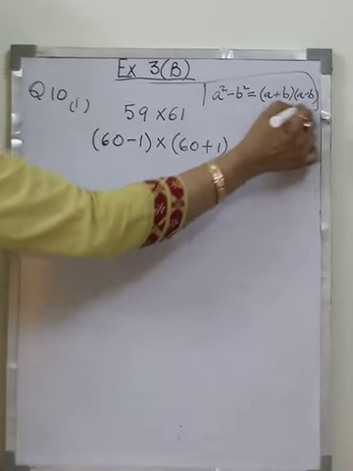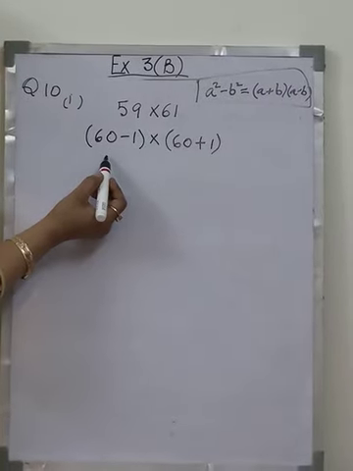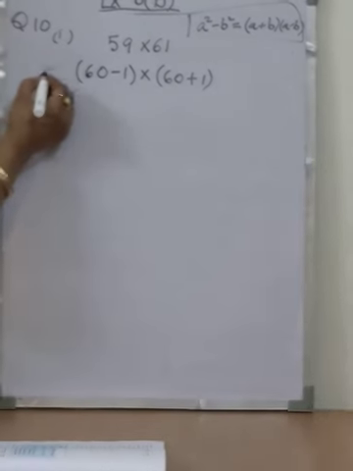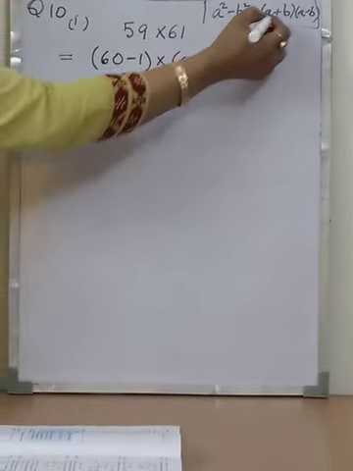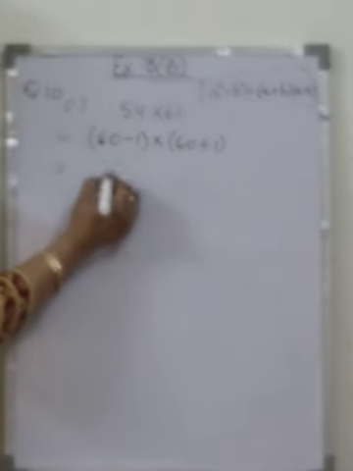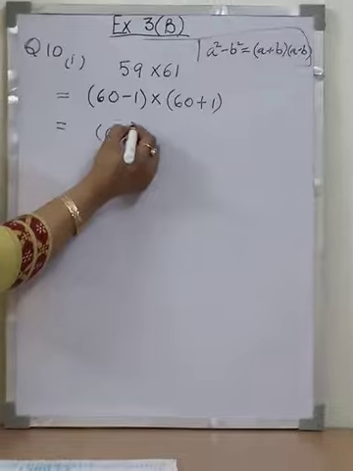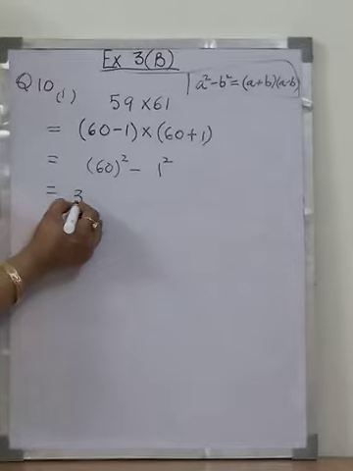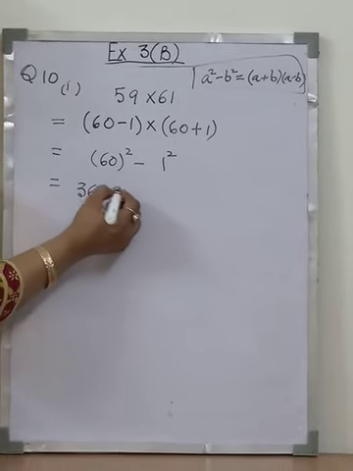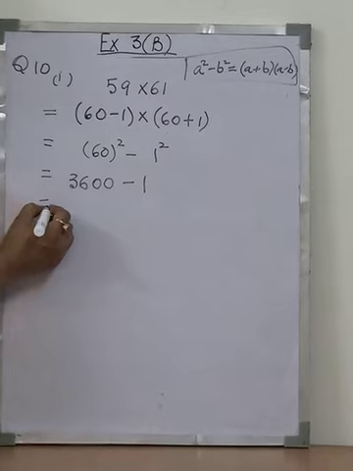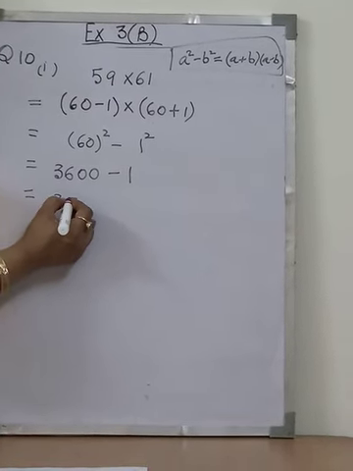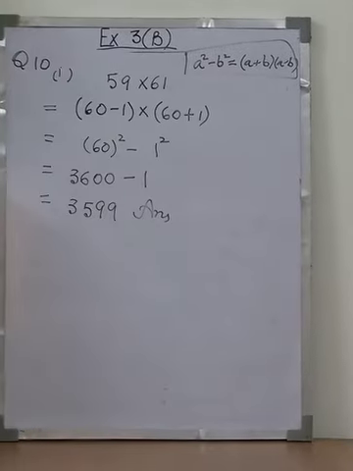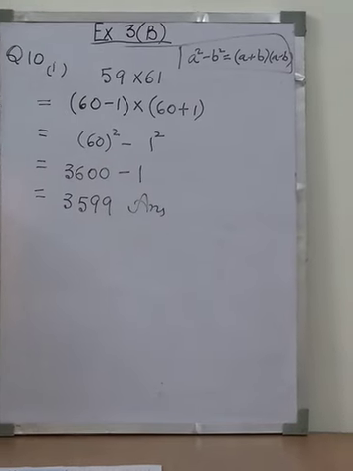Okay children. So in place of 59 what can we write? 60 minus 1. In place of 61 what can we write? 60 plus 1. Now if we compare with this identity, it is the same form. So here what can we write? Square of 60 minus 1 square. Square of 6 is 36. Square of 1 zero will give you 2 zeros. Minus square of 1 is 1. What will you get? 3,599. Okay children. So this way we are going to do question number 10.